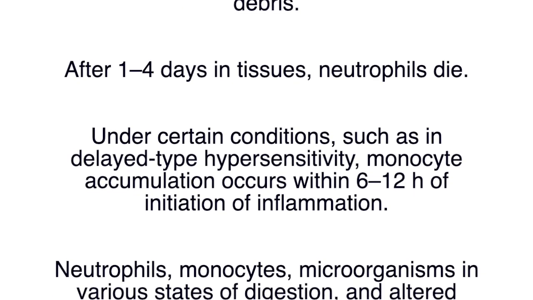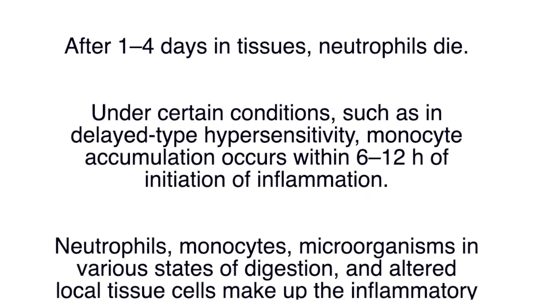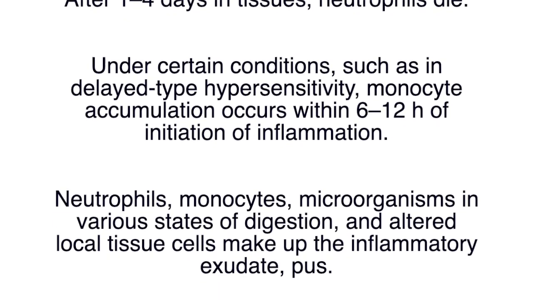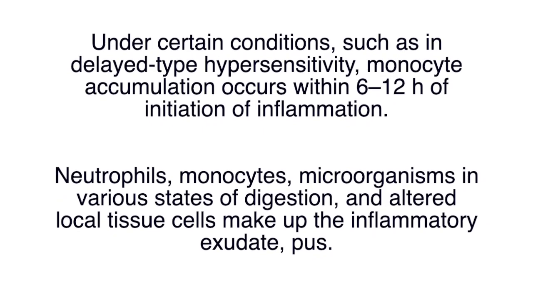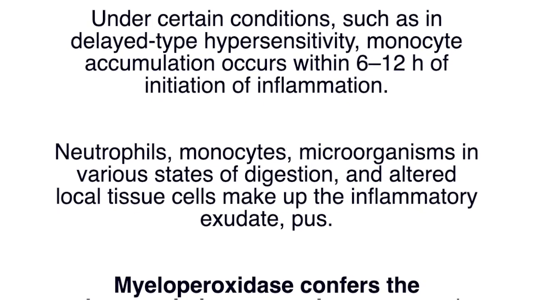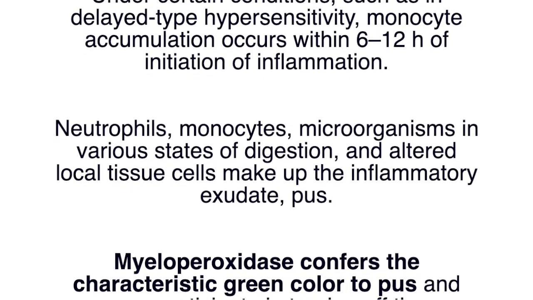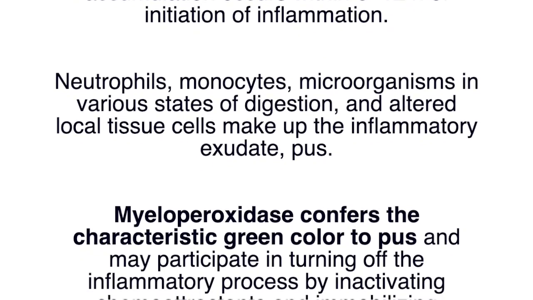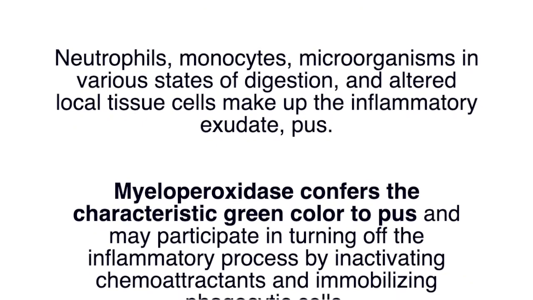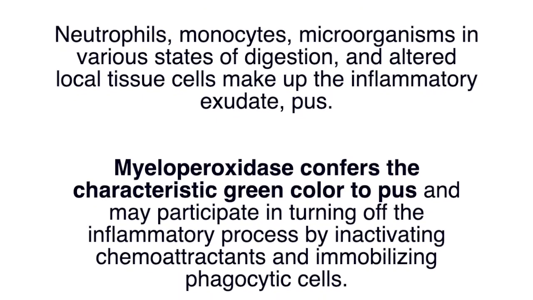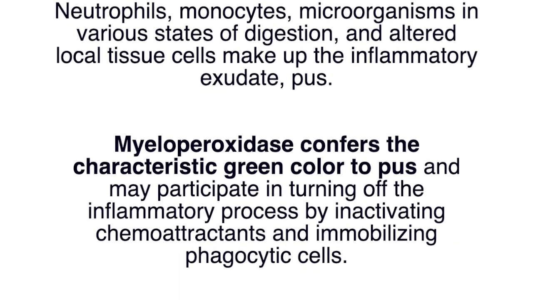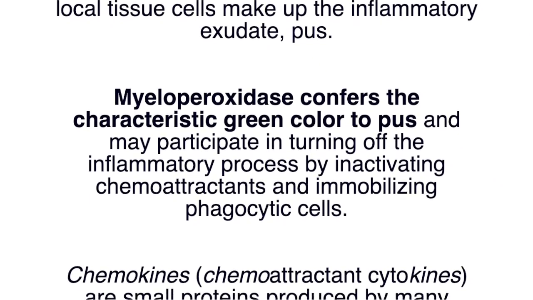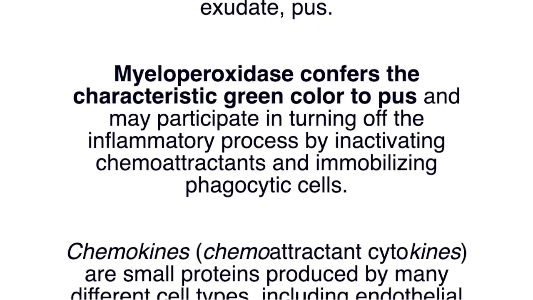After 1 to 4 days in tissues, neutrophils die. Under certain conditions, such as in delayed type hypersensitivity, monocyte accumulation occurs within 6 to 12 hours of initiation of inflammation. Neutrophils, monocytes, microorganisms in various states of digestion and altered local tissue cells make up the inflammatory exudate known as pus.